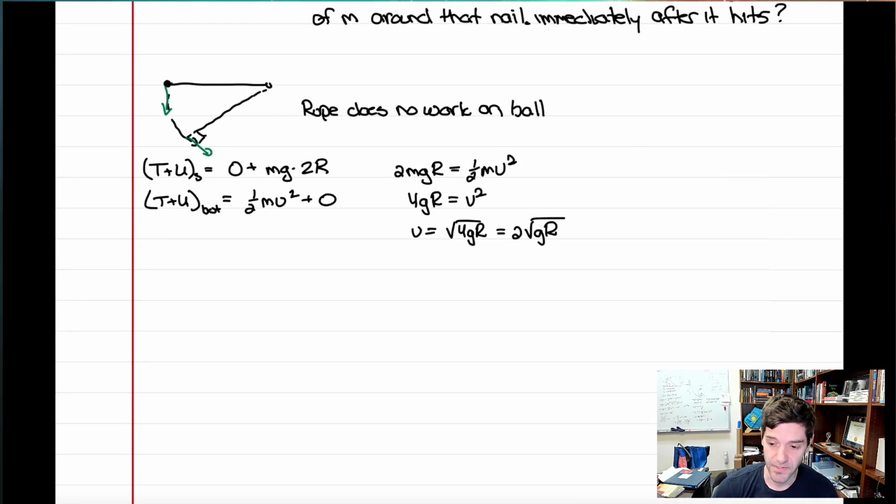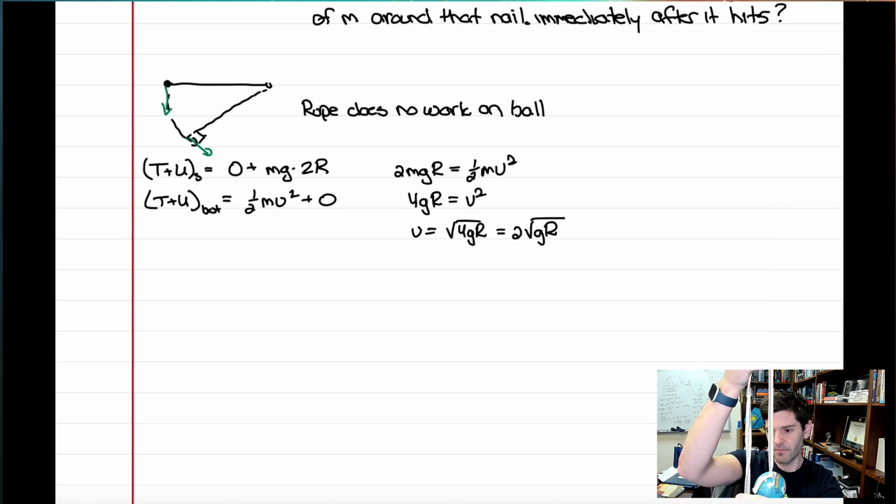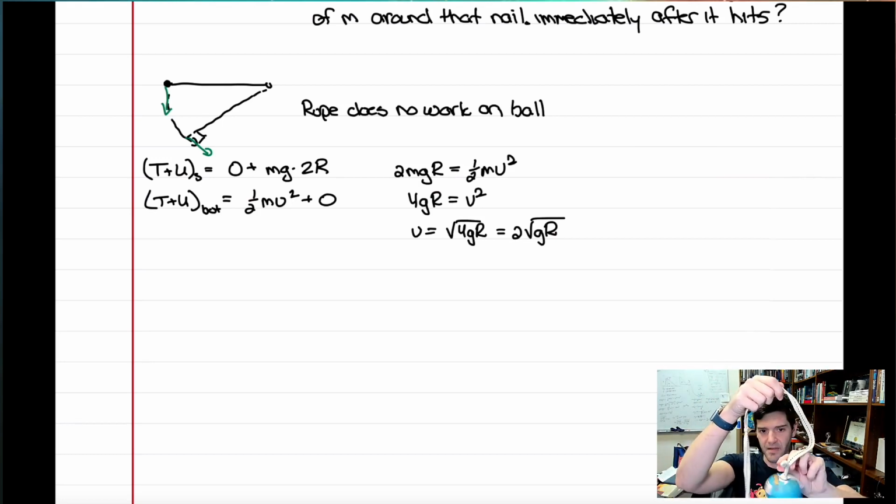Since gravity is the only thing doing work, I know the velocity of the ball when it gets to this point, right? It's moving this way with a velocity that's equal to 2 root gr. It then hits the nail and then starts to swing around the nail.